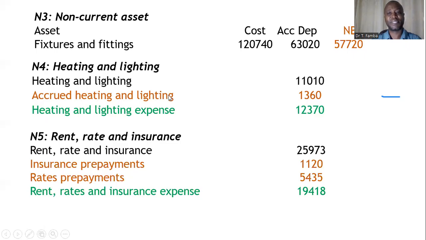So what this means is that accrued heating and lighting had not been included here because it is shown in the notes. So we are being told that after all the costs that we have already charged, there are other costs that were accrued but not yet included. So we are going to add to the heating and lighting, and then we get 12,370. This is the total amount for the heating and lighting expense.